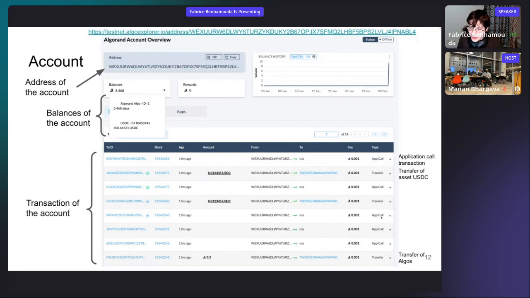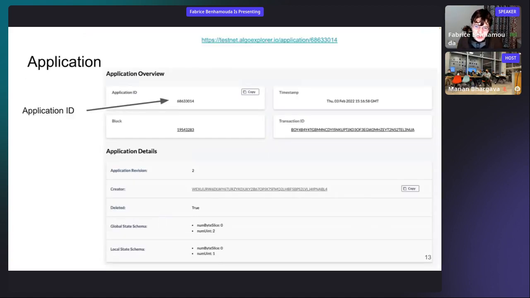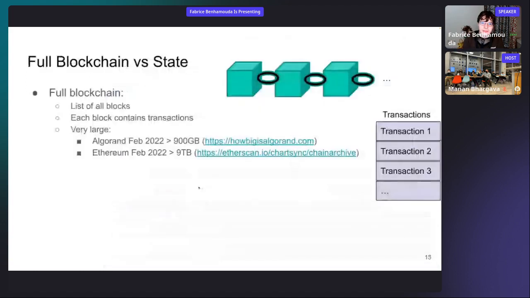And this is an application call. This is a transaction that interacts with a smart contract. So that's what an account looks like, and this would look the same in all blockchains. And an application, on the other hand, is really different on Algorand because it is defined by an ID and some parameters, but there is no transaction associated to it.